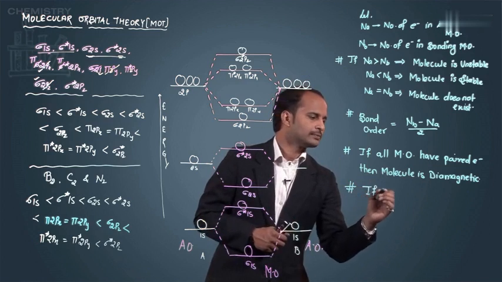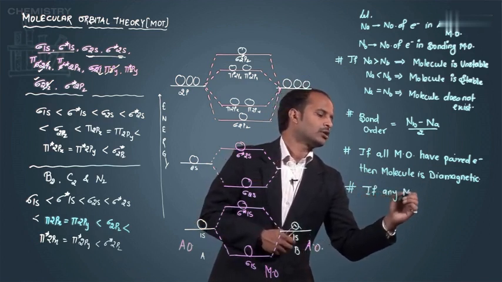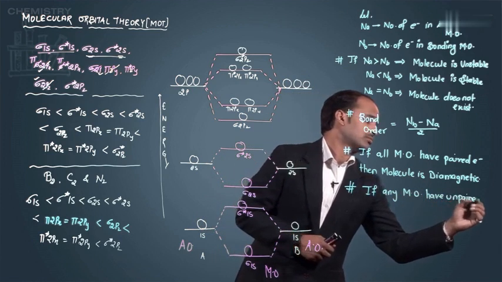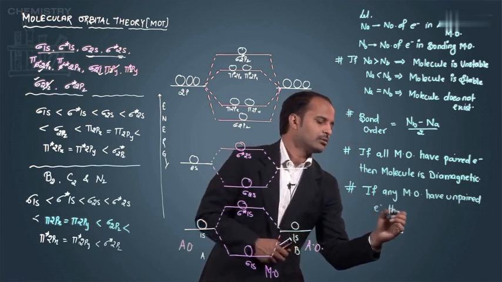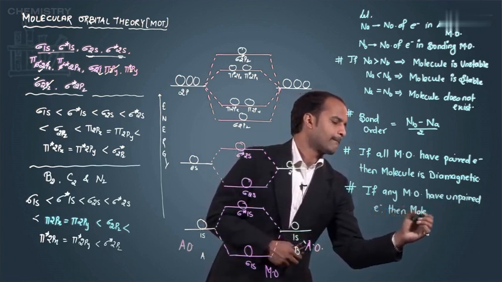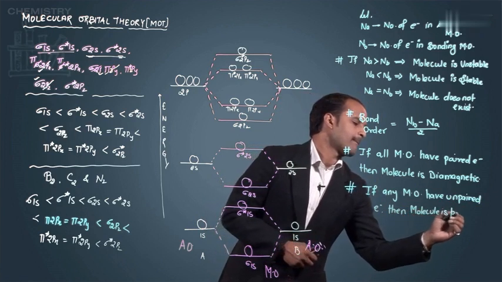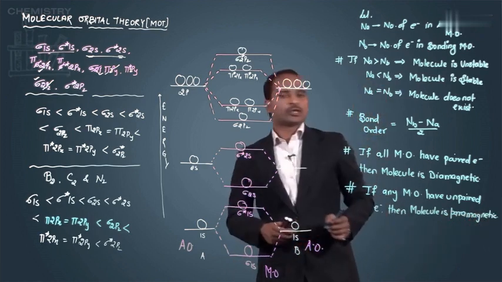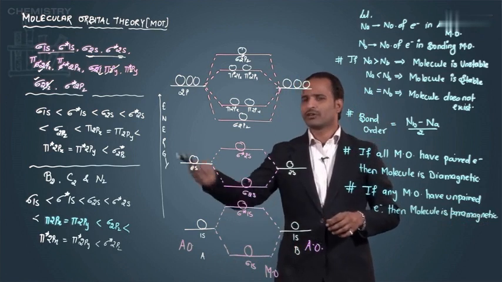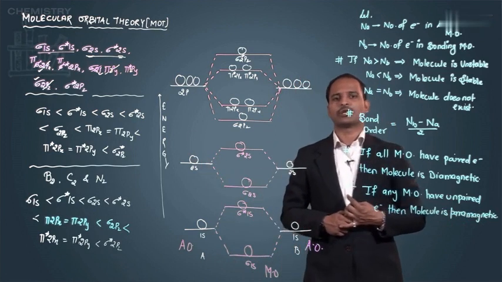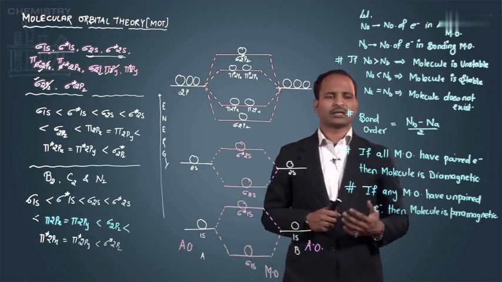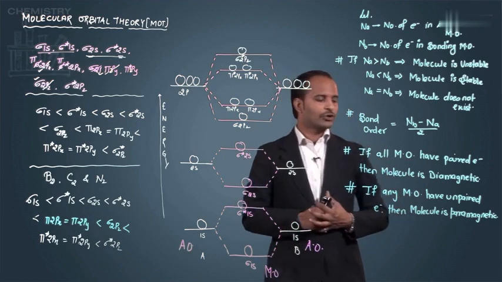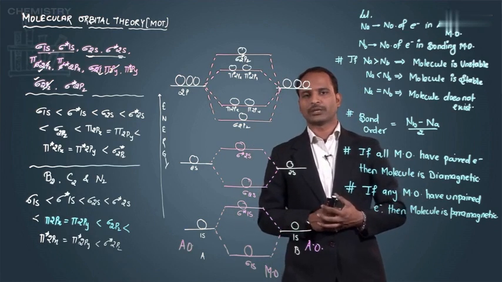So if any molecular orbital has an unpaired electron, then the molecule is paramagnetic. With the help of molecular orbital theory, or with the help of filling of electrons in this energy level, we can decide whether the given molecule is paramagnetic or diamagnetic. If the molecular orbital has an unpaired electron, it is going to be paramagnetic, and if all the electrons are paired, then it is going to be diamagnetic.